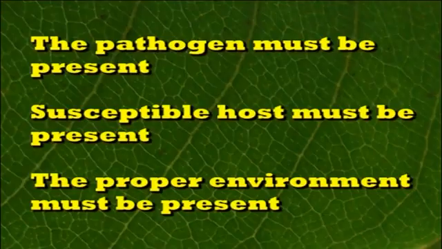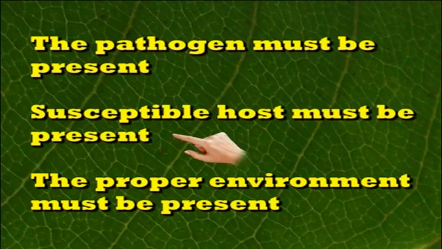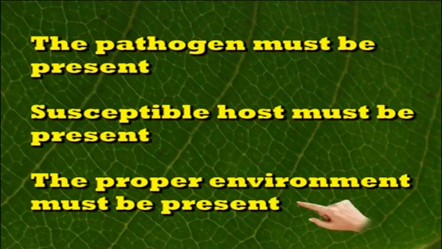Although relationships resulting in disease are often complex, three critical factors must be present in order for a particular disease to result. The three factors necessary for disease development are: the pathogen must be present, a susceptible host must be present, and the proper environment must be present, permitting infection of the host. These factors give us the concept of the disease triangle.